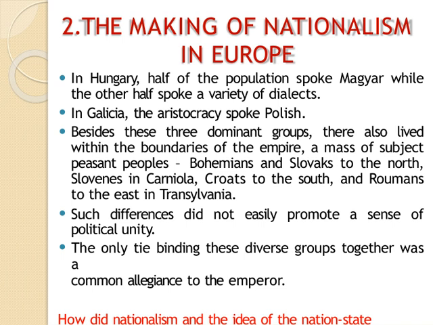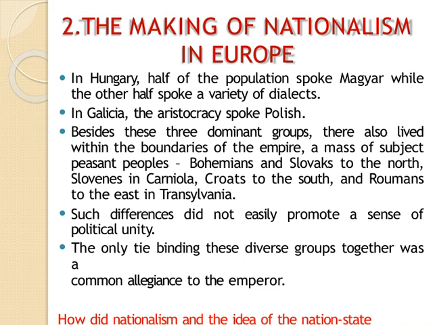Now, beyond these dominant groups, the empire was filled with a wide array of subject peoples. To the north, there were the Bohemians and Slovaks, in Carniola, the Slovenes, to the south, Croats, and to the east, in Transylvania, Romans. These groups had their own languages, cultures, and identities, which often clashed with one another. Such diversity didn't lend itself easily to political unity. The only common thread that linked these varied peoples was their allegiance to the emperor.